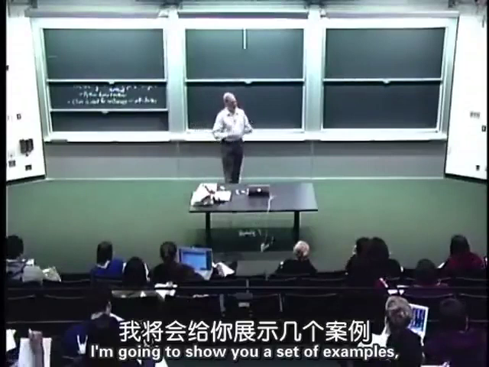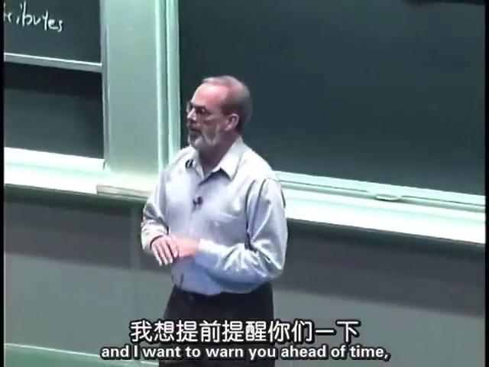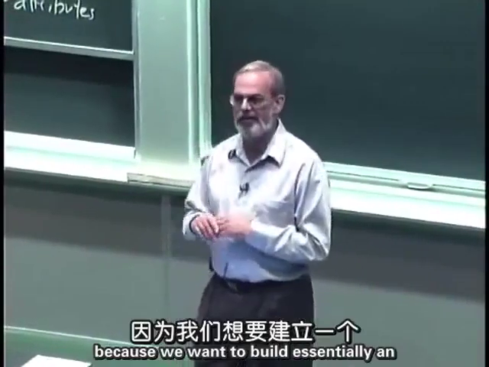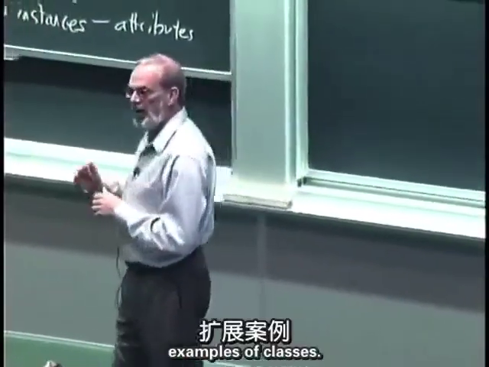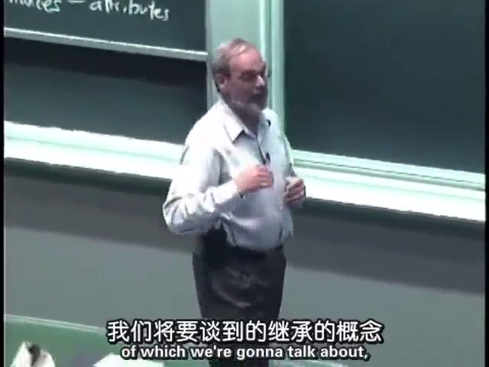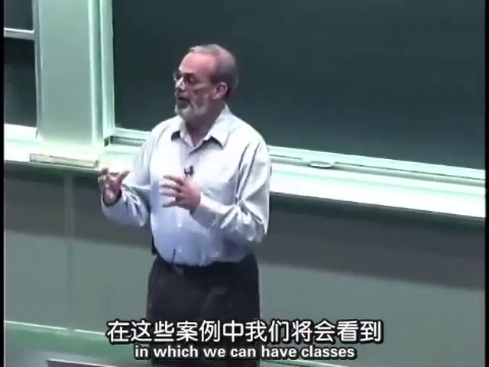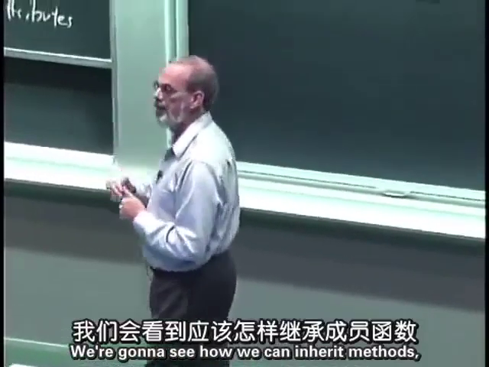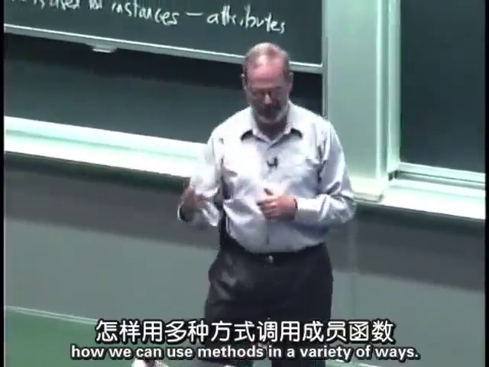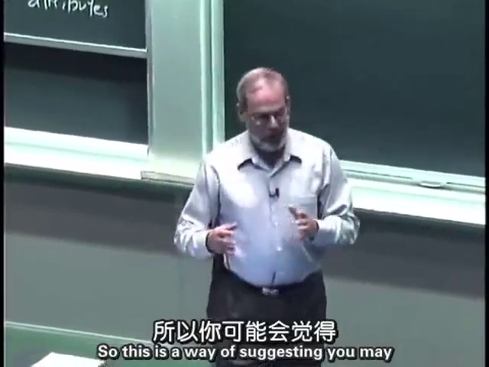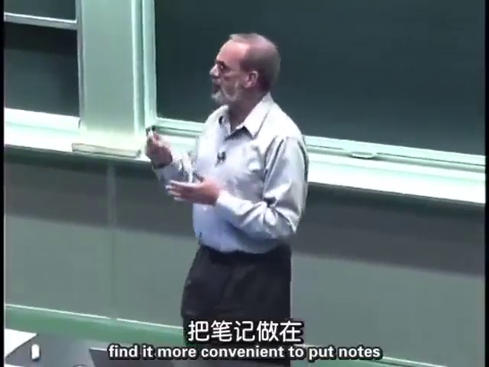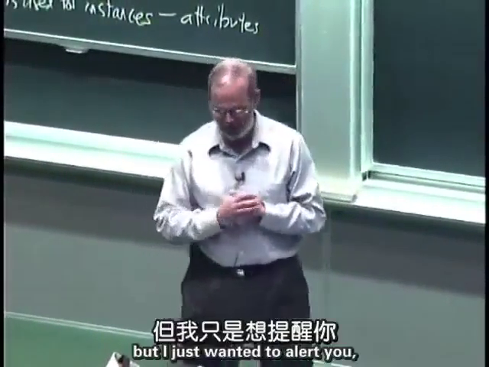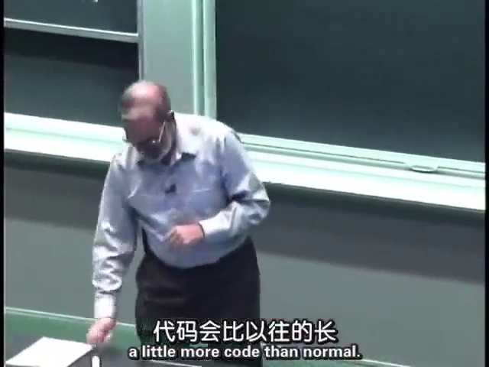Okay. So with that in mind, here's what I want to do. I'm going to show you a set of examples. And I want to warn you ahead of time, the code handout today is a little longer than normal because we're going to build essentially an extended example of a sequence of examples of classes. We're going to see an idea, which we're going to talk about, of inheritance or hierarchy, in which we can have classes that are specializations of other classes. We're going to see how we can inherit methods, how we can shadow methods, how we can use methods in a variety of ways. So this is a way of suggesting you may find it more convenient to put notes on the code handout rather than in your own notes. Just do whatever you like, but I just want to alert you. We're going to go through a little more code than normal.